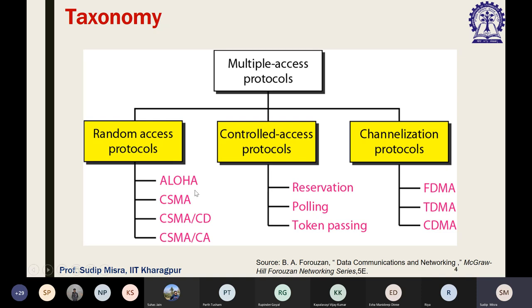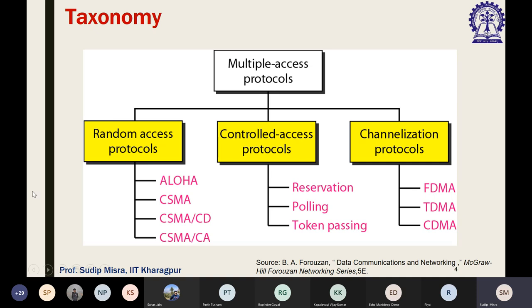Aloha has two variants. One is called pure Aloha. The second one is called slotted Aloha. We are going to cover both. Then we are going to go to the CSMA protocol. Then we will see what is the disadvantage, the limitation of the CSMA protocol. Then we will go for the CSMA CD protocol and another one which is called CSMA CA.